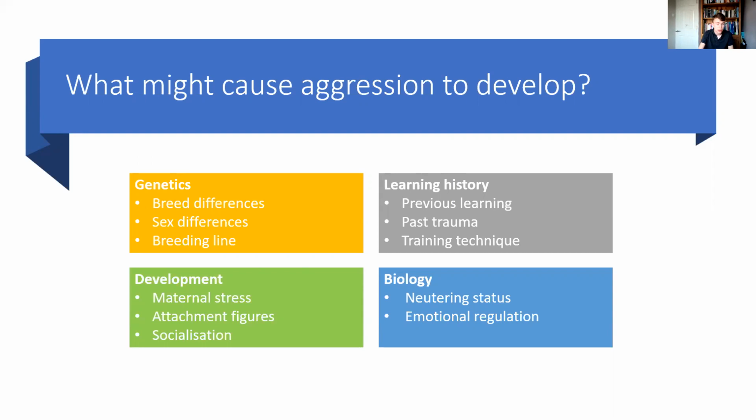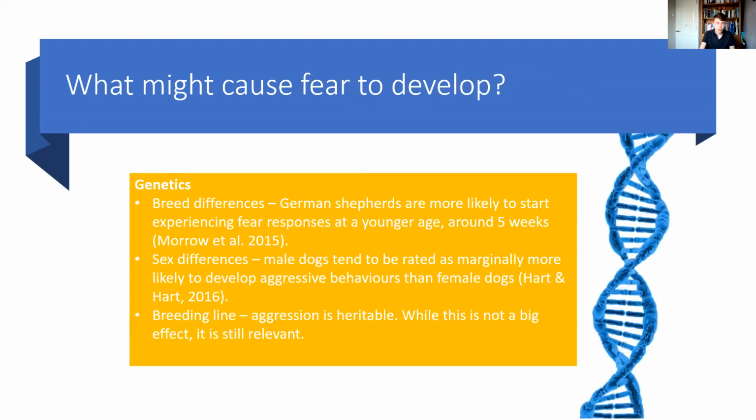Also learning history, the way their early development, so when they're with their mum for those first few weeks of life and those first few months of life as well. And also the dog's biology, so whether they're neutered, and their ability to also regulate their own emotions. So we're going to start off with genetics. And there's quite a few interesting things that we can observe in the dog's genetics that will influence their behaviour and whether fear and potentially aggressive behaviours will develop.